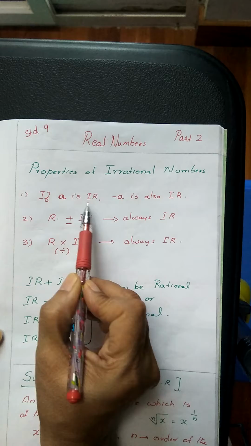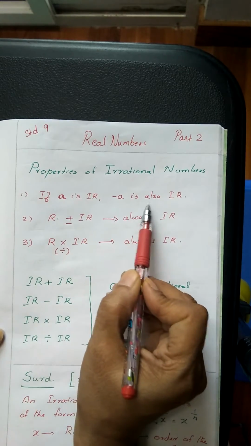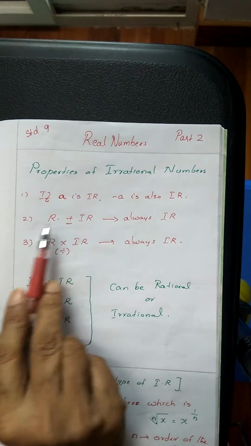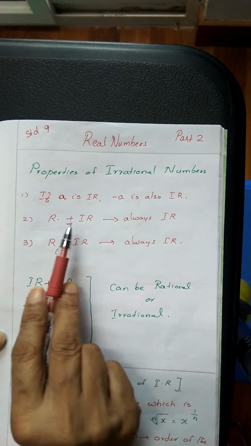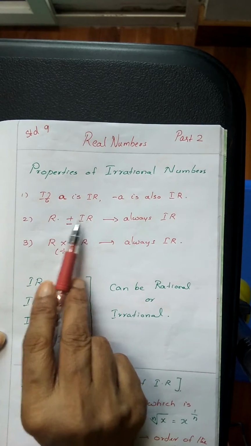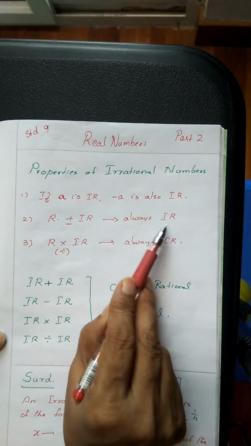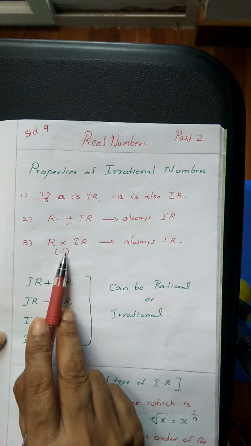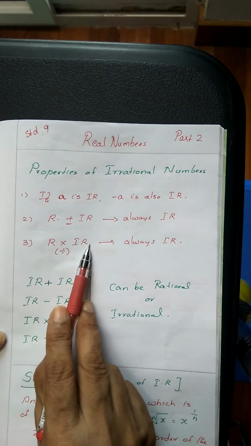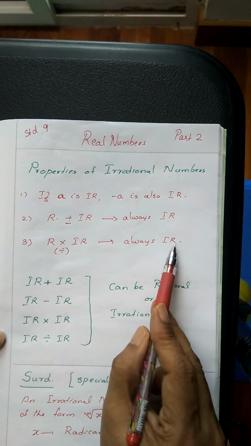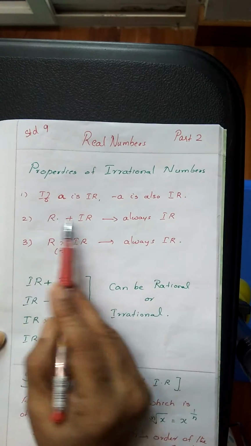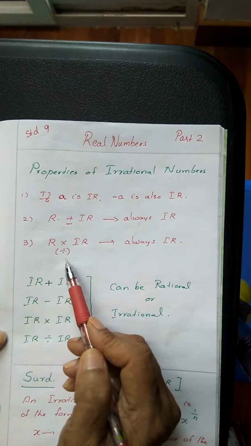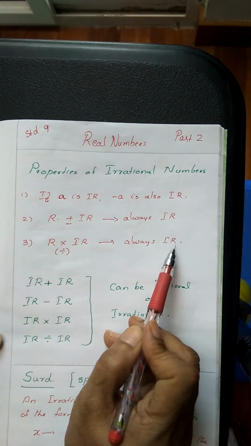If a is an irrational number, then minus a is also an irrational number. And if you add or subtract a rational number and an irrational number, it is always an irrational number. Similarly, when you multiply or divide a rational and an irrational, it is always an irrational number. So rational and irrational, whether it is addition, subtraction, multiplication or division, it is always an irrational number.